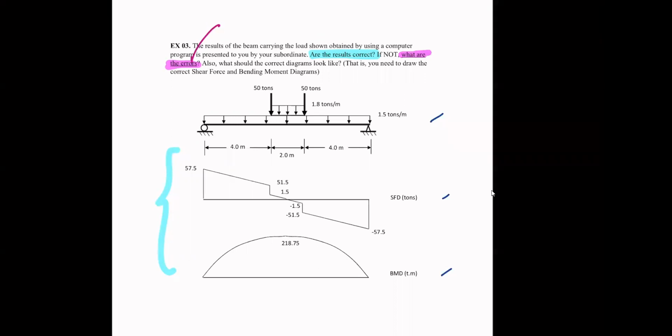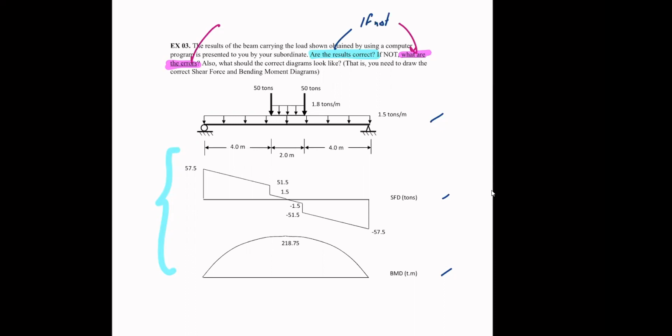The errors of what you would answer, shear force diagram is not correct. Of course, we know that it's not correct. But what is the cause of that error? What caused your shear force diagram to be incorrect? That's what I look for in this question. Okay, so if the results are not correct, what are the causes of that error, of those errors, or that error, one error, two errors?